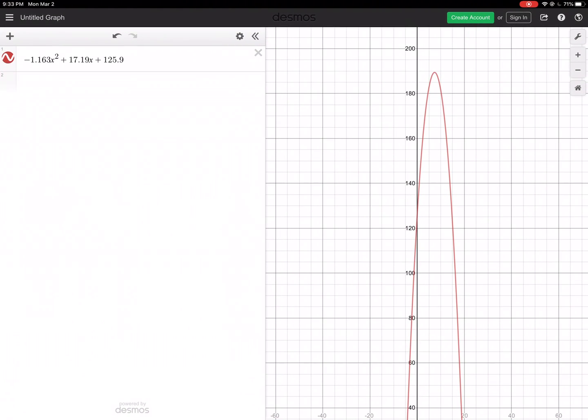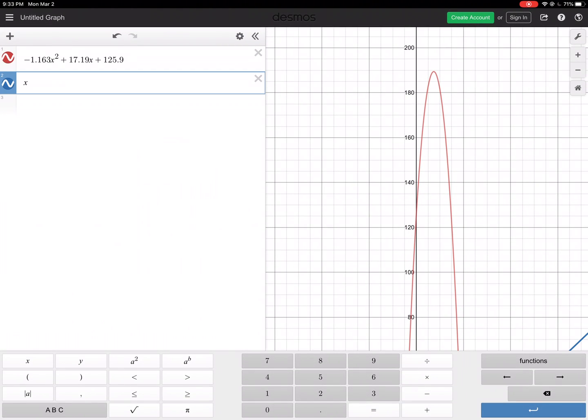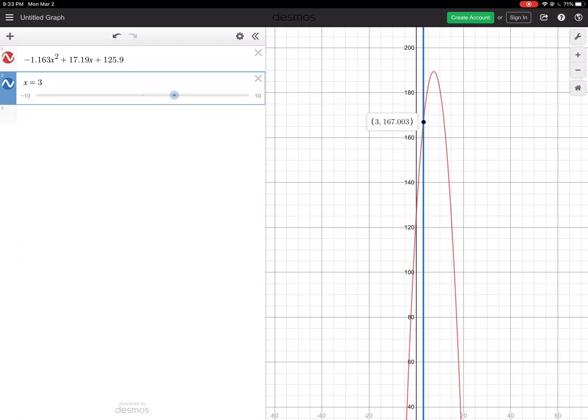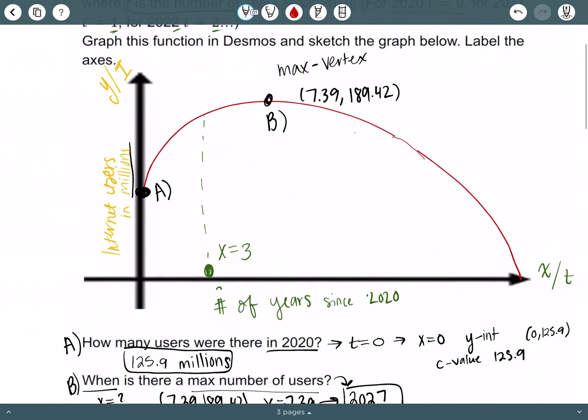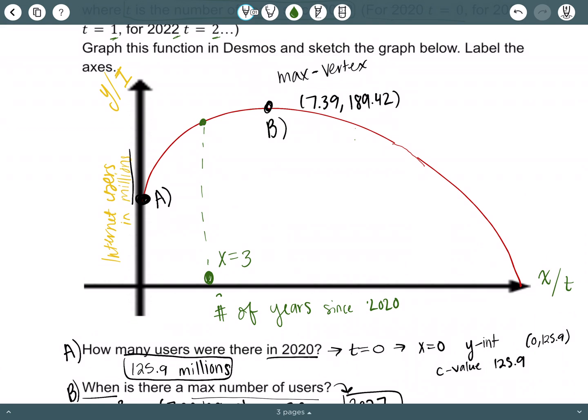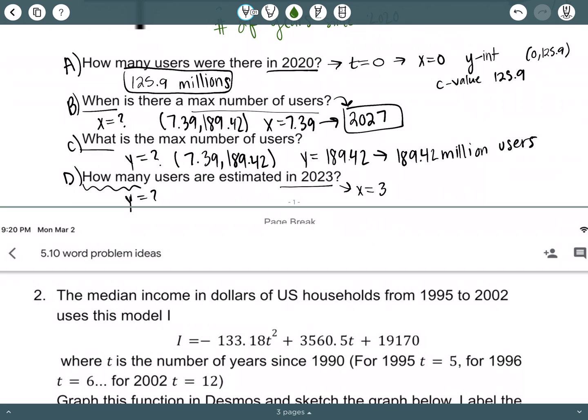And then we can go back to Desmos and type x equals 3 and see that they intersect at that point 3 comma 167.003. So Desmos told me where that intersected, which means I just need to answer how many users. Well, there were 167 million users.